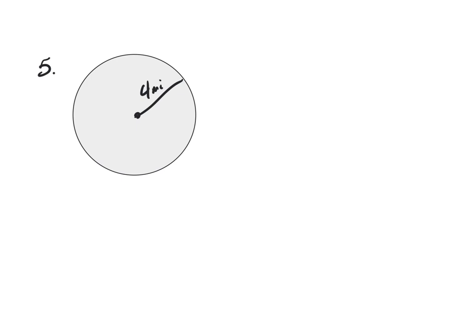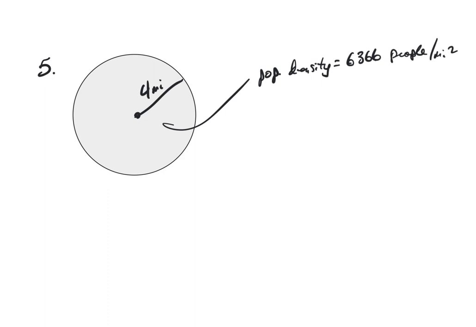But they change up on us finally on this one because they tell us what the population density is. They say the population density for this region of the city is 6,366 people per square mile. And then what they ask us for is find the number of people who live in the region.